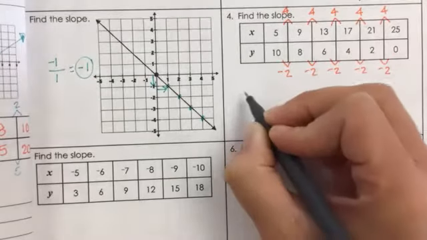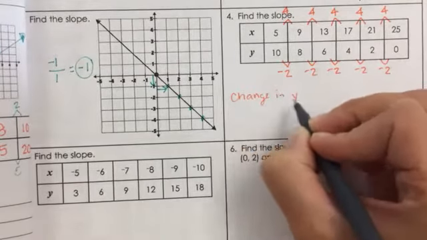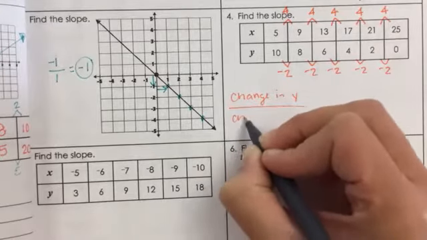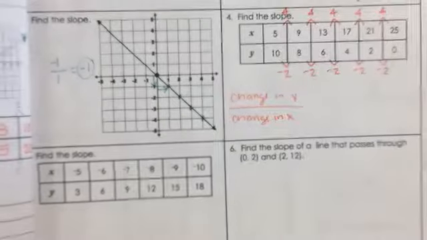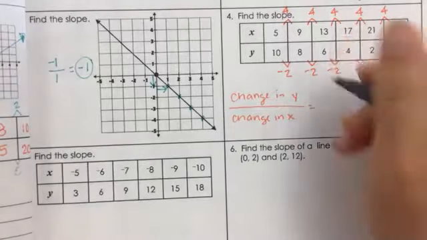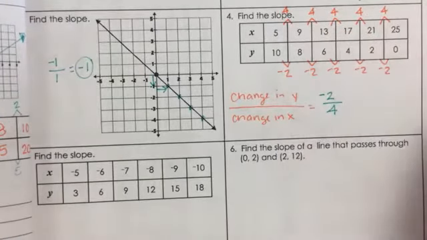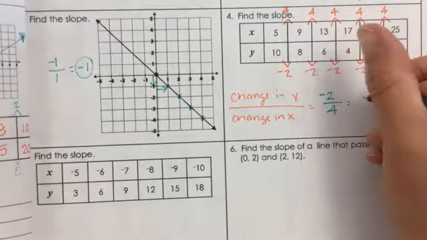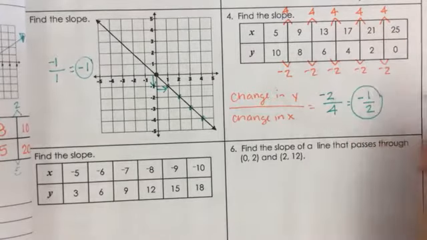Okay, so remember with these ones, the change in y over the change in x. Because remember, y is your rise and x is your run. Negative 2/4. Yep, so we just put negative 2 and then over 4. But remember, if you can simplify, you need to simplify. So this reduces to negative 1/2. Very good.